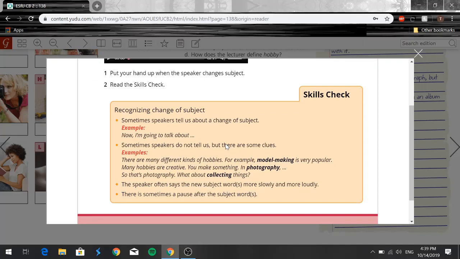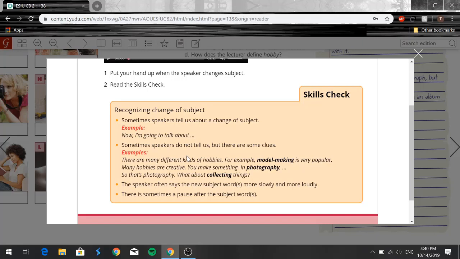Well, when a speaker is talking, sometimes they tell us when they're about to change what they're talking about, right? The subject. So what does subject mean here? Subject here means what you, as a speaker, are talking about. Okay? So if you say "now I'm going to talk about," that means you're about to change the subject. That is a clear indication that you are about to switch what you're talking about, right?